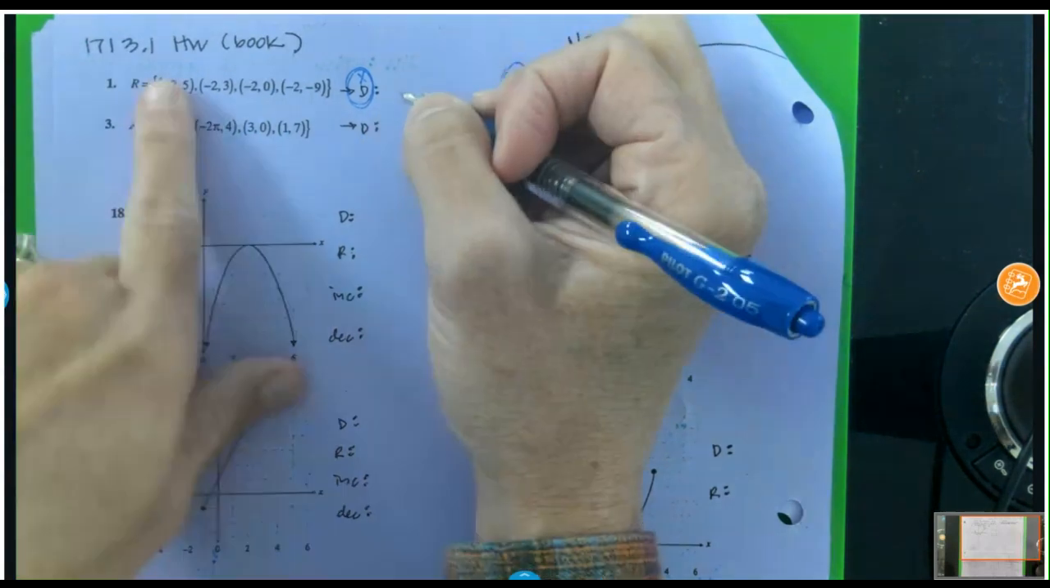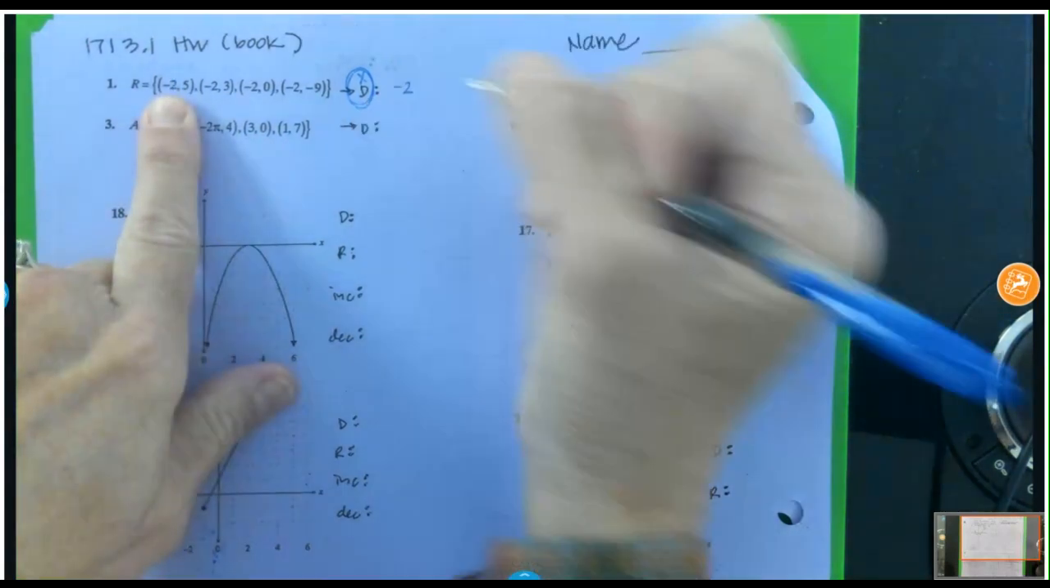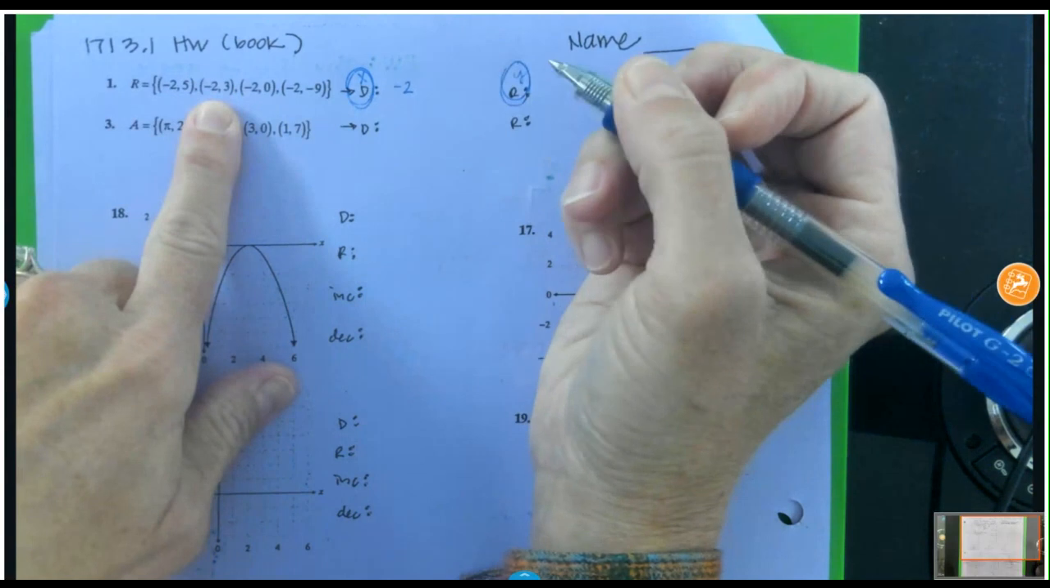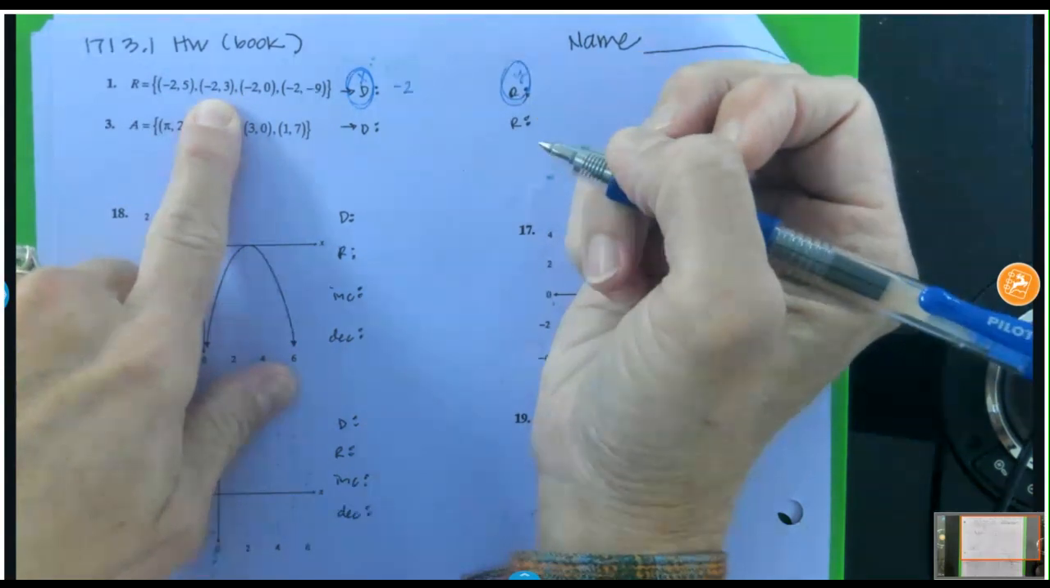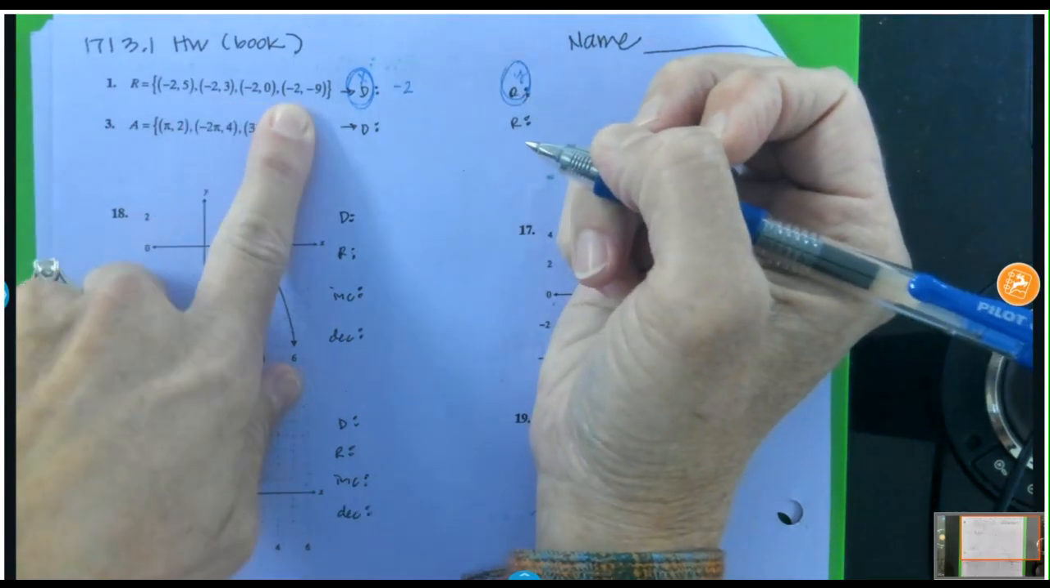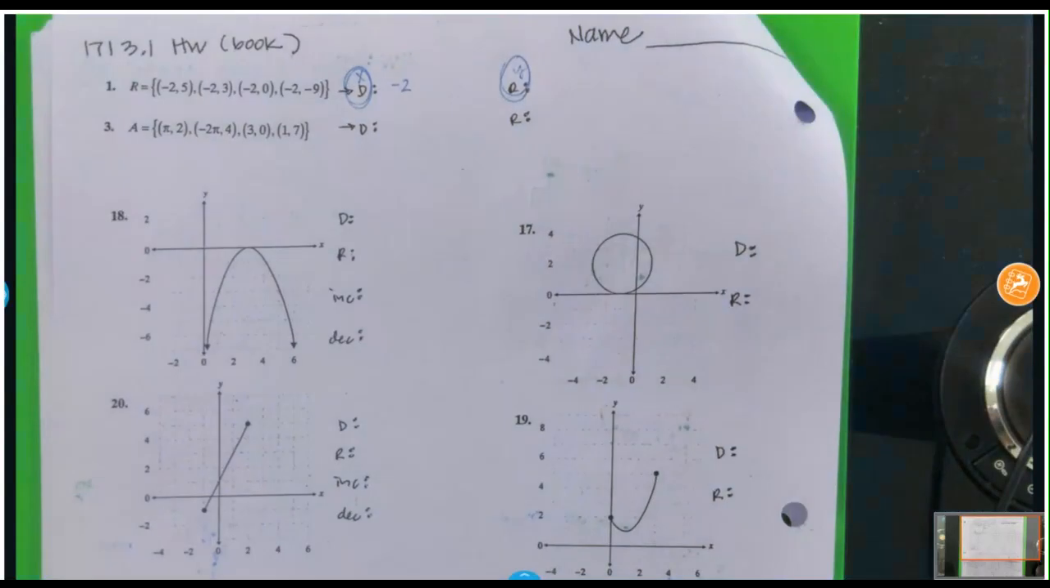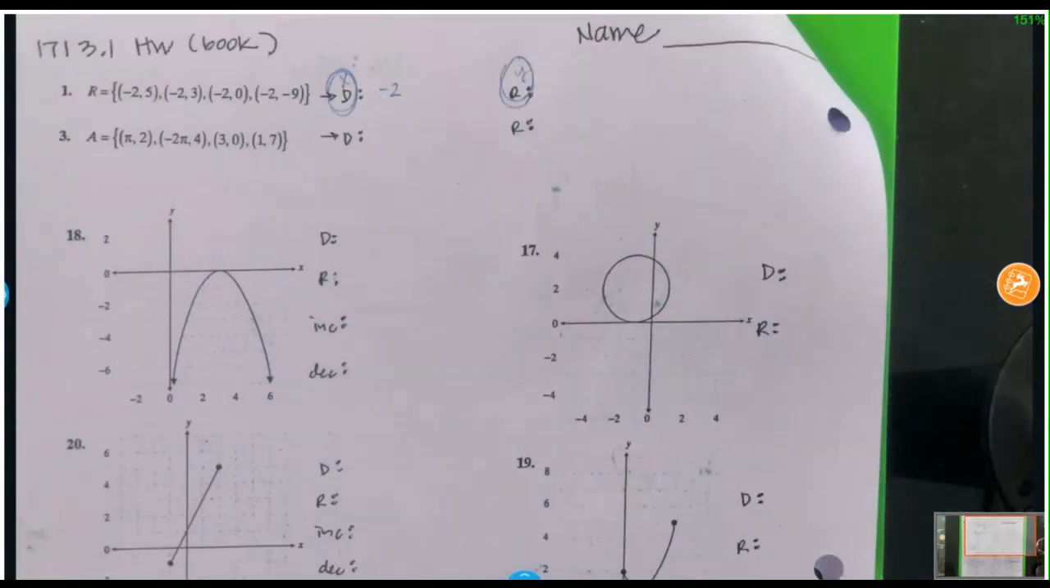All right, I see -2. I don't have to write it a second time because I've already listed it. I see -2 again. I only need to write it one time. So the domain for number 1 is -2.